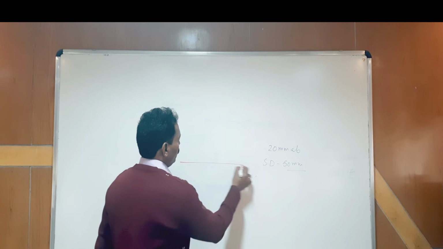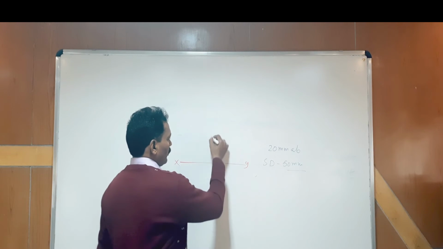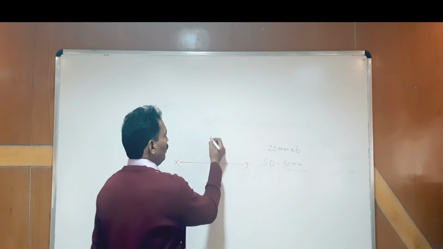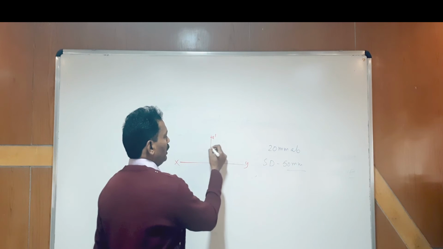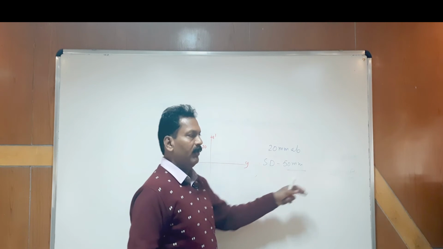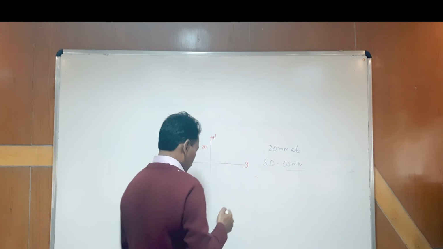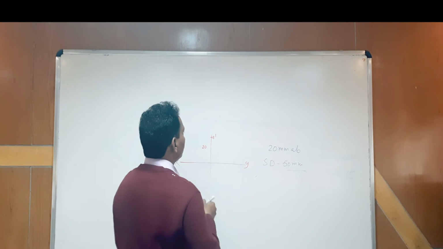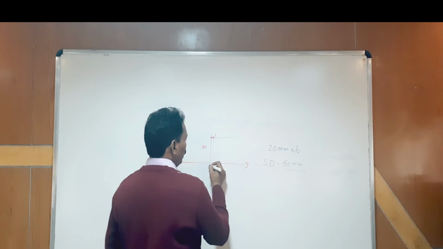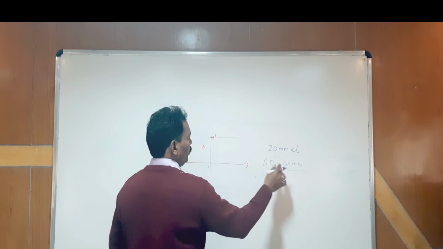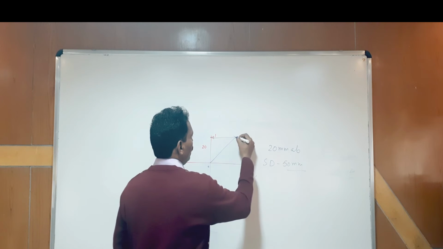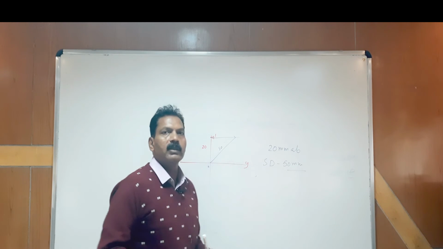So what are we to do? You draw the XY line, draw the projector line. We know that it is 20 mm above HP. It means the front view will be 20 mm above XY. And now the shortest distance is given. It means the diagonal of the rectangle is given. The diagonal will be from point O, which cuts this line. So you take an arc of 50 mm with O as center, cut somewhere here, and you will get 50 mm, because the shortest distance is given.